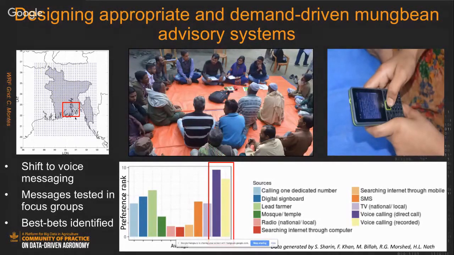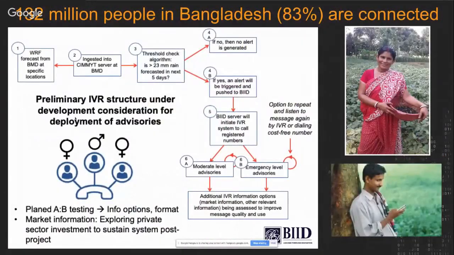So instead, we're looking at this interactive voice response option. And this is sort of an outline of what we're working on putting together at this point in time. Again, targeting the large degree of mobile phone penetration in Bangladesh and that farmers are able to receive calls. But if there is an alert that is triggered, it will go through a system that will deliver an automated message directly to farmers, giving an emergency alert about moderate level emergencies versus very severe ones that are anticipated.